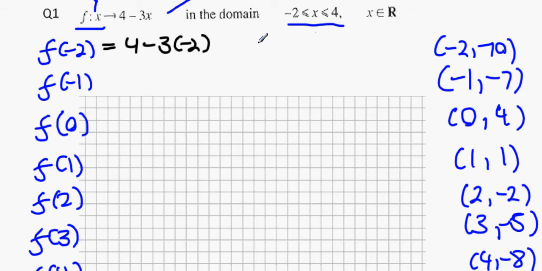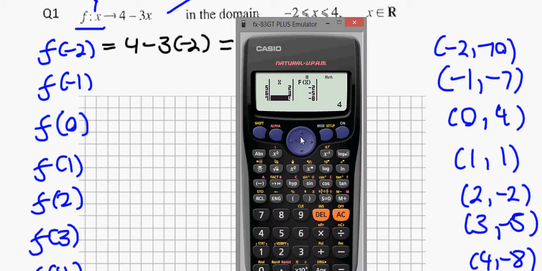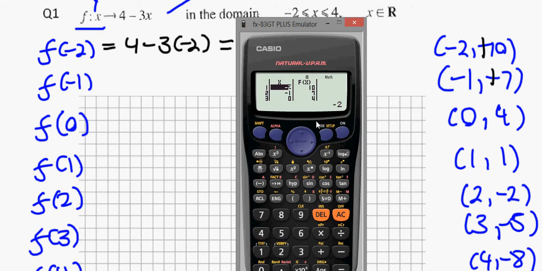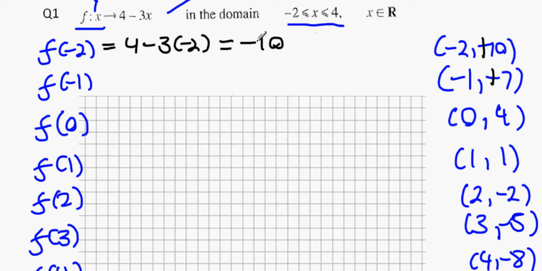And we know the answer to this one is minus 10. Maybe not minus 10, it is plus 10. Just double check this. Sorry, it's plus 10 and plus 7. So just always double check your readings. So plus 10, plus 7, plus 4. Okay, so we know that's plus 10. Then the second one is going to be 4 minus 3 times minus 1. That gives you 7, because we know the answer for minus 1 is 7. The next one is going to be 4.